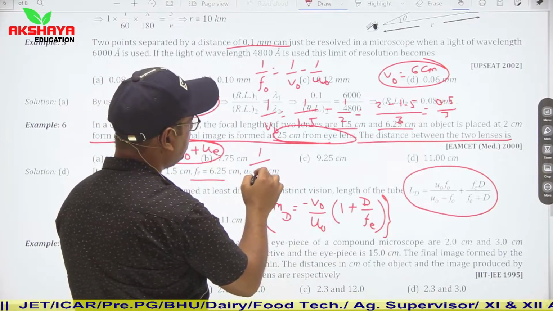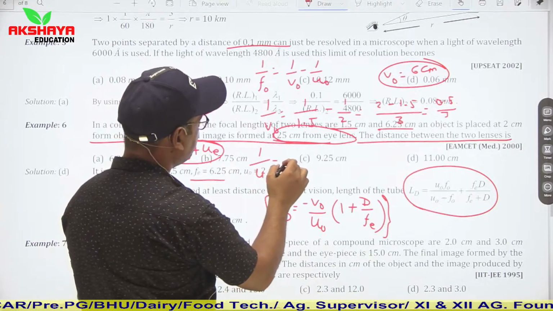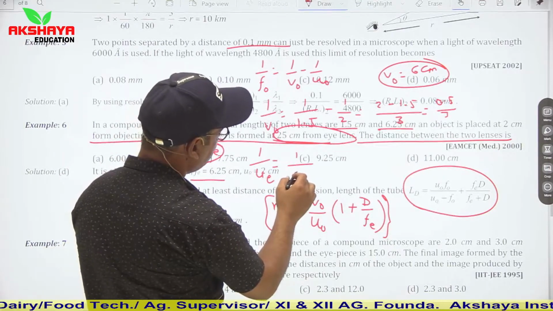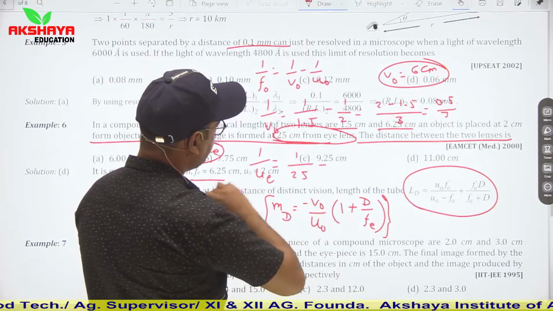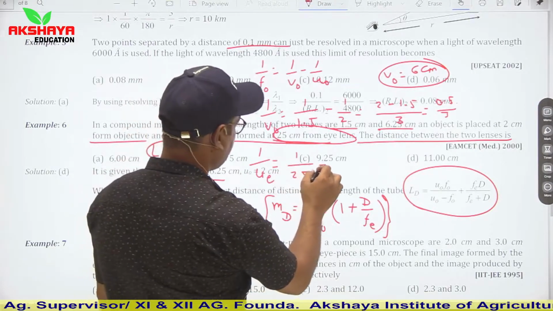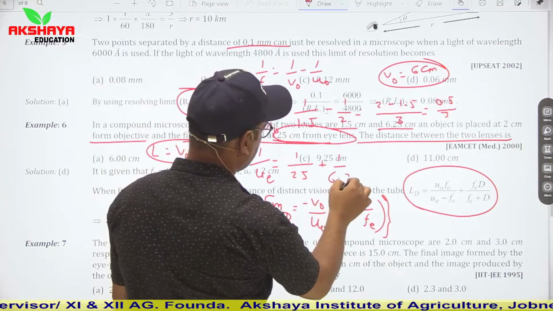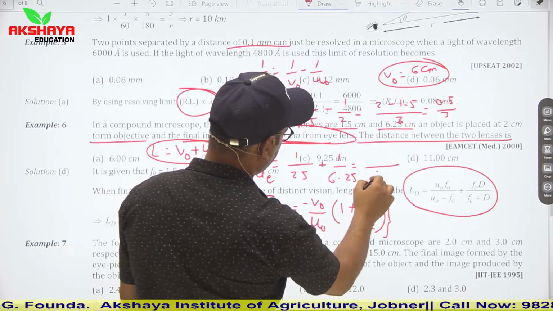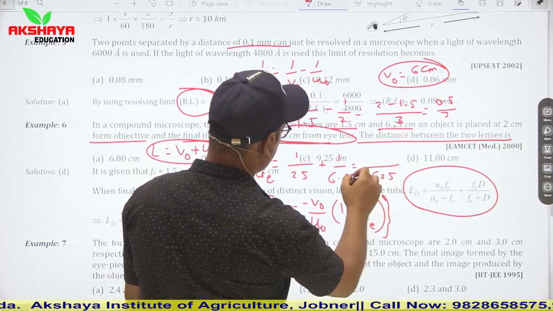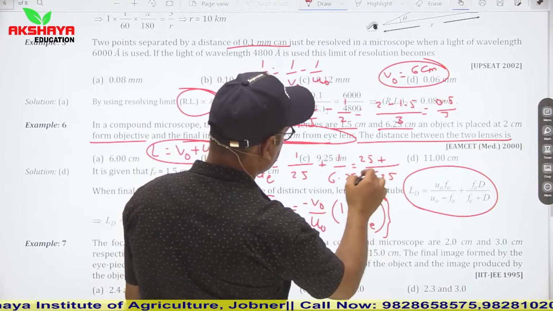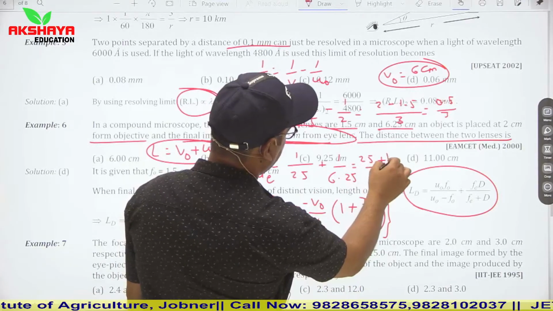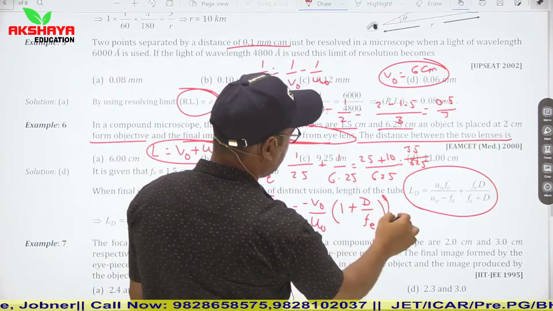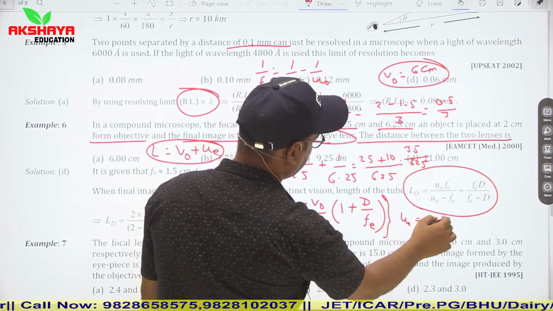So 1 upon UE is equal to 1 upon VE. VE is 25. So it is 1 upon 25 plus 1 upon 6.25. So again use 625. So it is 25 plus 10, 35 upon 625. So UE is 625 upon 35.